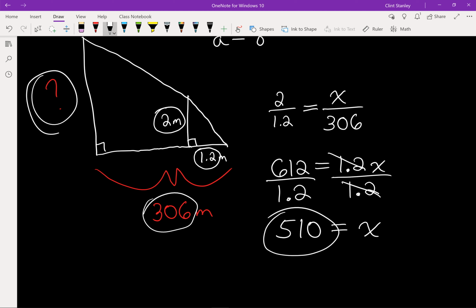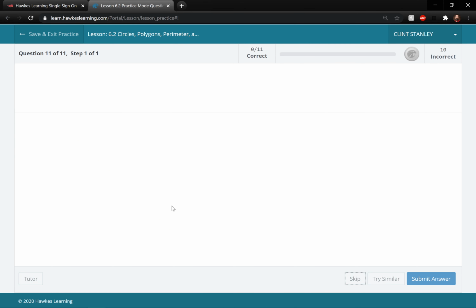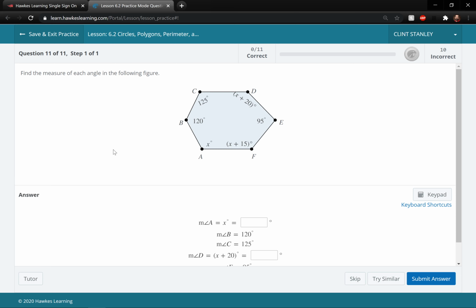Sorry, my drawing was so ugly. Let's see, one more here. This one looks terrible, but it's not that bad.